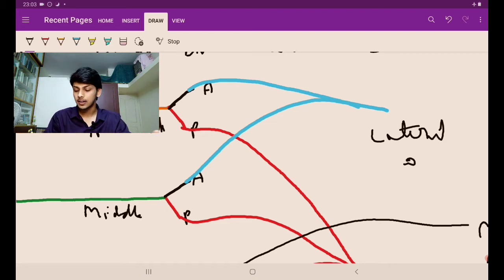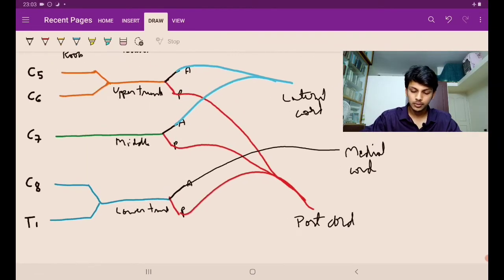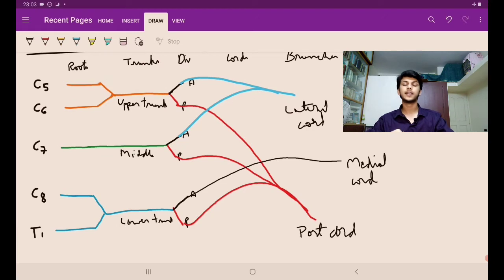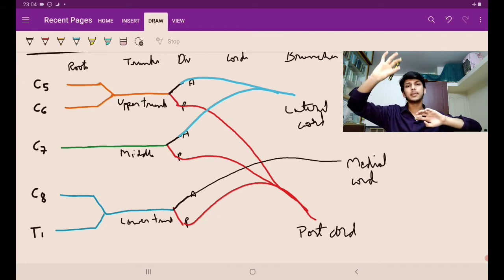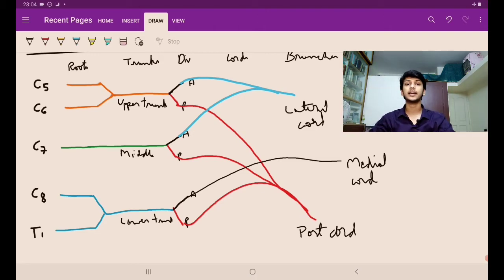Okay guys, the formation is clear now. So what happens? They are basically nerve roots. The nerve roots come and join to form the trunks, the upper trunk, middle trunk and lower trunk. Then they divide into two, anterior and posterior divisions. The posterior divisions of all form the posterior cord. The anterior division of the lower trunk will form the medial cord, and the remaining are the upper two trunks, the upper and middle trunk, they both will form the lateral cord of the brachial plexus.